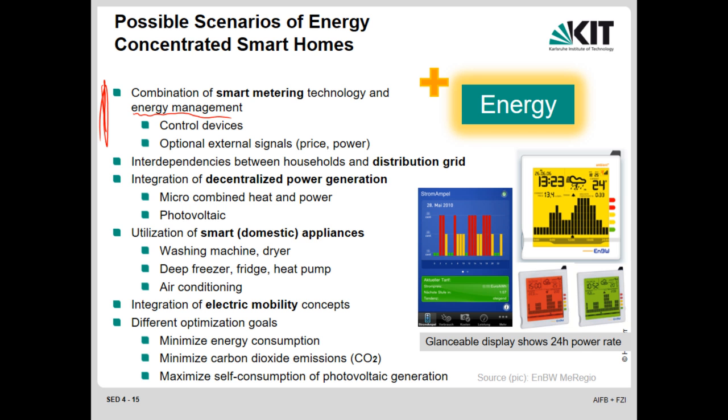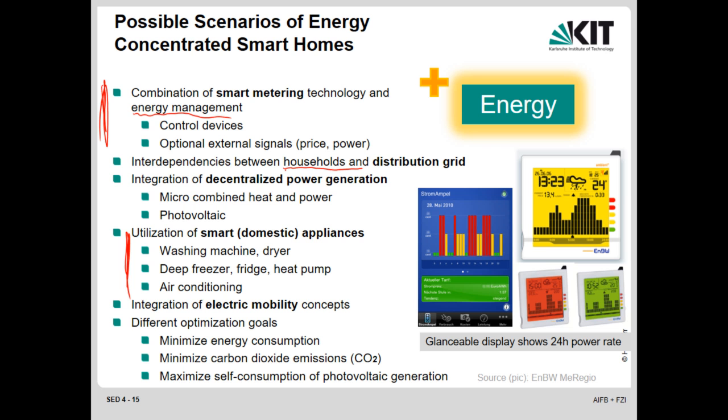Then there are interdependencies between households and the distribution grid. Certainly, if you have too much demand in your household, you might get problems. We would like to integrate decentralized power generation, from the rooftop and maybe from micro-combined heat and power plants. We have smart domestic appliances, or at least would like to make them smart by being able to get information about their current status and control them, control the time at which they are running, control a fridge, I mentioned that before, or a deep freezer, heat pump, air conditioning.